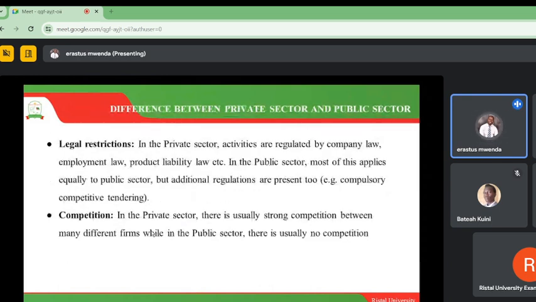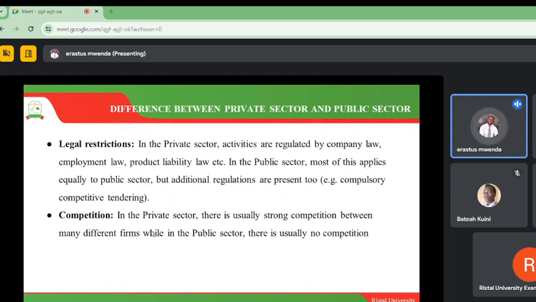In the private sector, activities are regulated by company law, employment law, productivity and product liability law. I would also want you to take time and find out, what does the company law in your country state? What does the employment law state? Because these are laws that countries have.